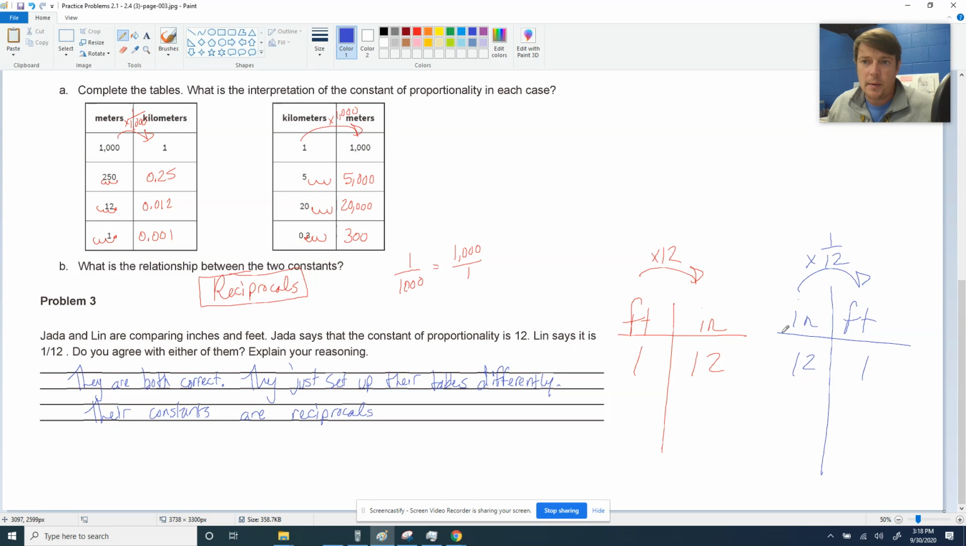So they're both fine. And really, this type of thing happens where you have reciprocals switch because the two units that are in the table get mixed up. All right. And there you go.